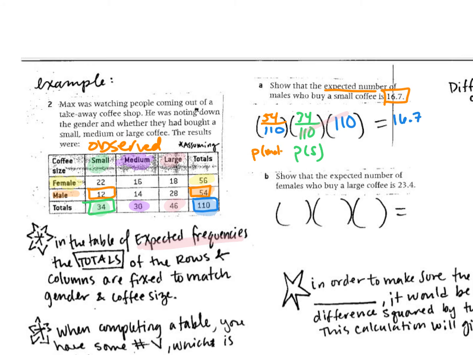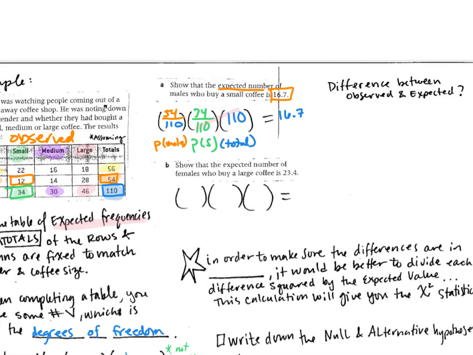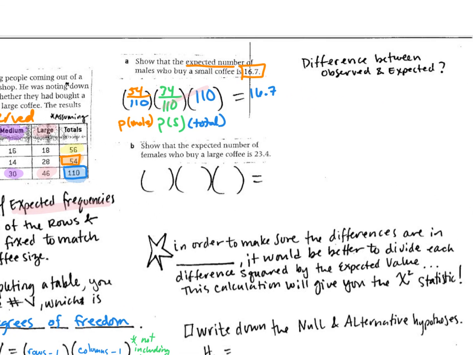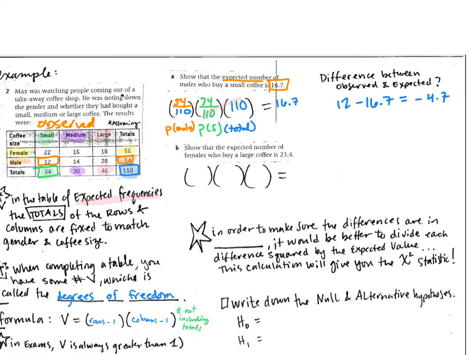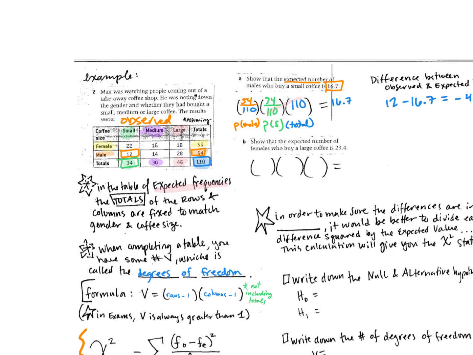I'll just write it. And then this is the total, right? Total. Okay. That looks right. And then it's asking the difference between observed and expected. So that would be 12, take away 16.7, which is negative 4.7. That's important later. Why is it 12? Because it was 12 here in my table.